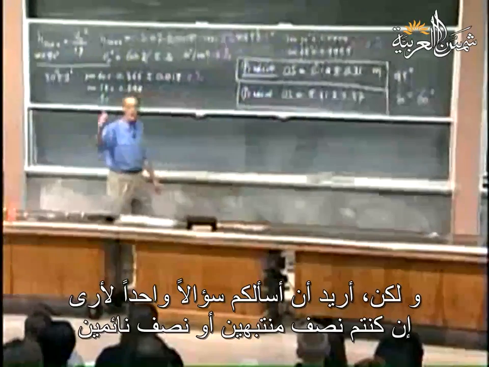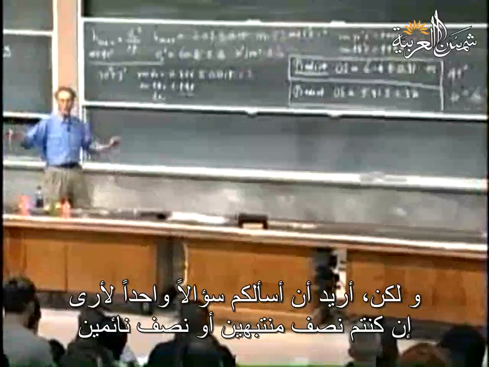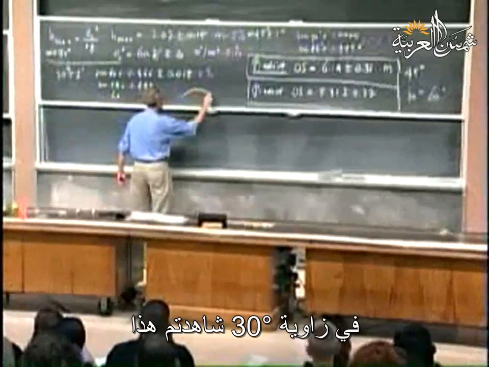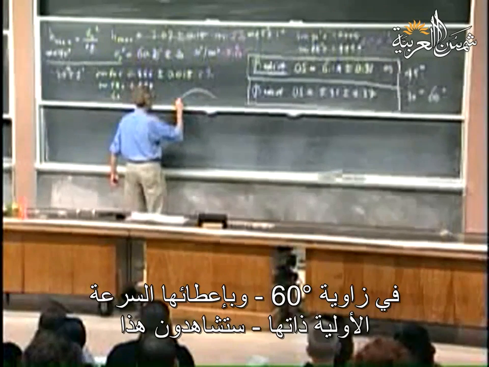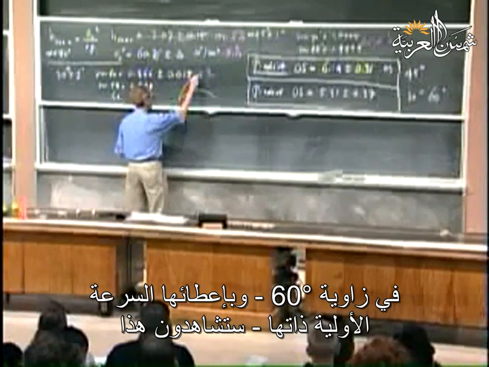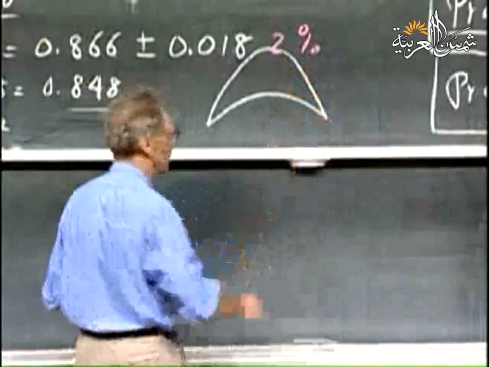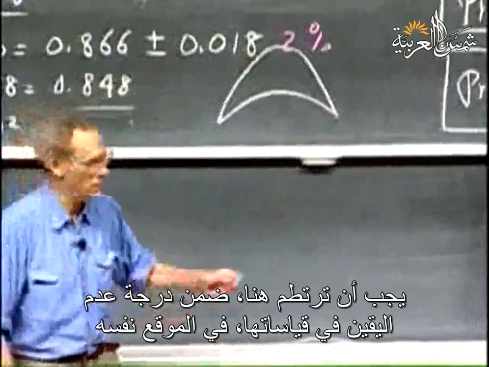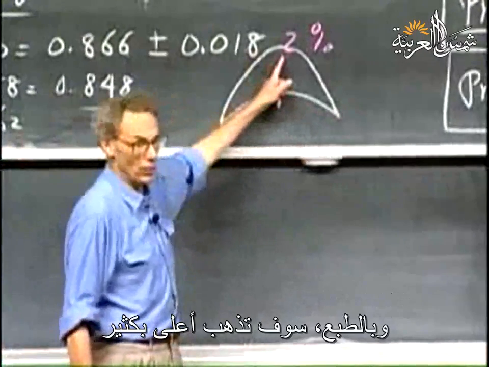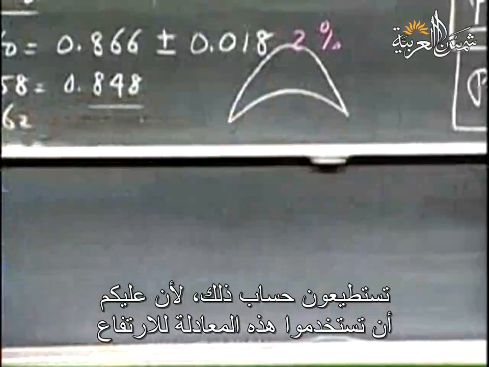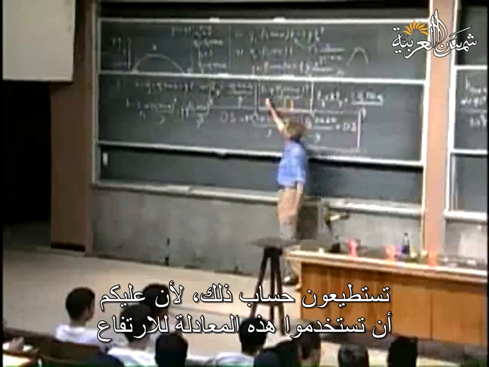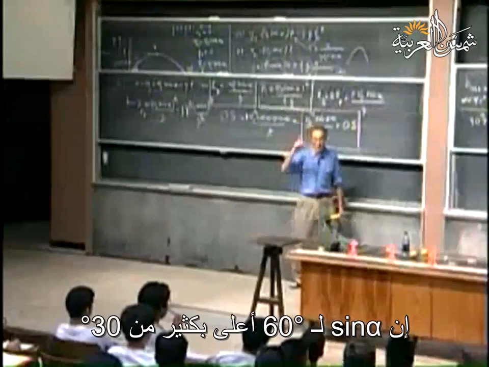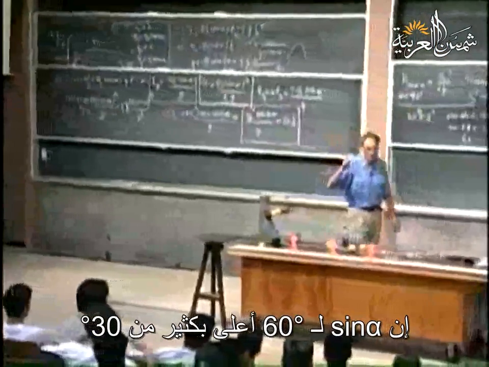However, I want to ask you one question to see whether you are half alert or half asleep. At 30 degrees, you saw this. At 60 degrees, giving it the same initial speed, you will see this. It will have to hit here within the uncertainty of our measurements at the same location. It will, of course, go much higher. You can calculate that because you will have to use the equation for the height. And that goes with the sine of alpha. The sine of alpha for 60 degrees is way higher than for 30 degrees.